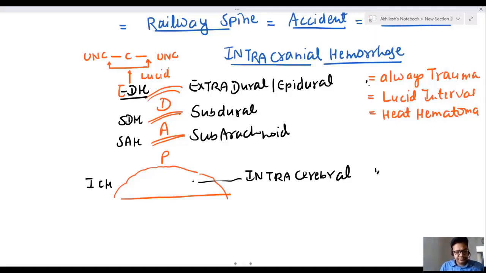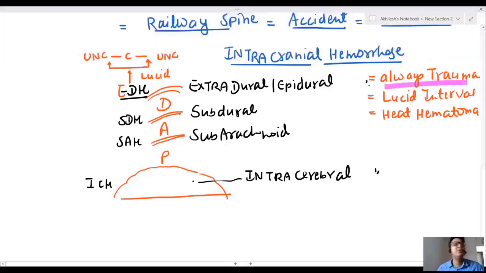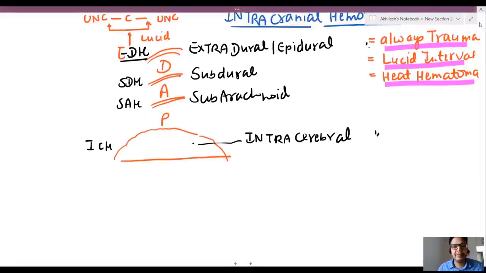This is the first one, epidural hemorrhage. So again, you can get a question. It is always by trauma. It's not very common. Lucid interval, heat hematoma. Heat hematoma, as I told you, is the hematoma we have in heat.